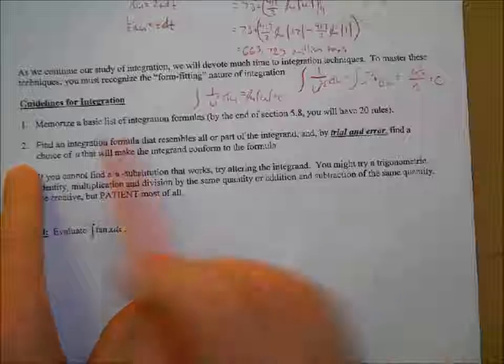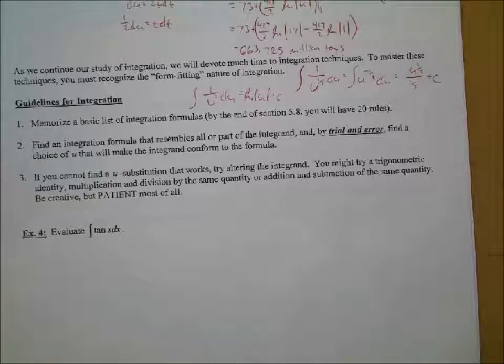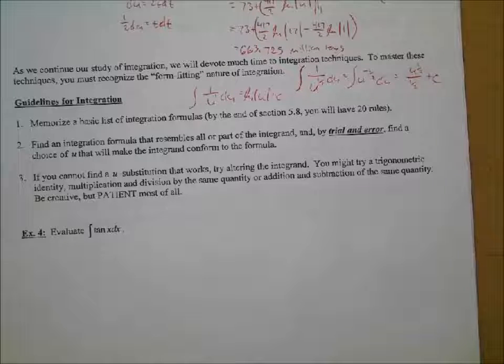Number 2, once you have that list of basic integration formulas, find an integration formula that resembles all or part of the integrand, and by trial and error, find a choice of u that will make the integrand conform to the formula. So it's about choosing your u wisely, okay? You are going to choose poorly sometimes. That's okay. You then need to be able to diagnose, I did not choose correctly here, I need to try something else.